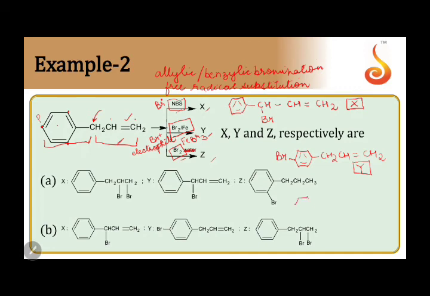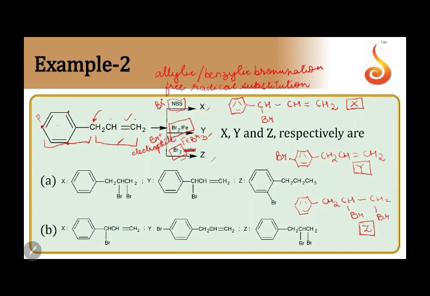So writing that product here. One pi bond breaks, a bromine adds here and a bromine adds here to give addition reaction. This compound here is Z. So now we found out X, Y and Z.